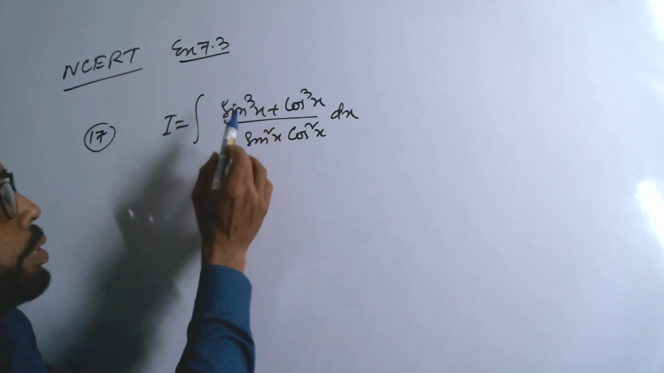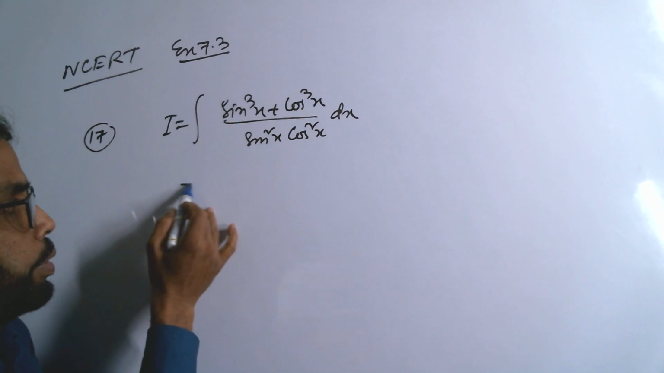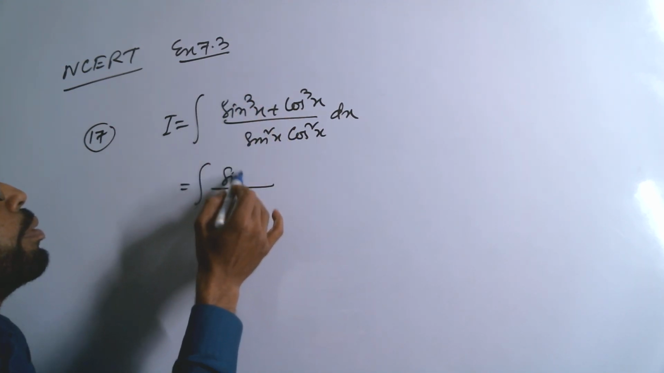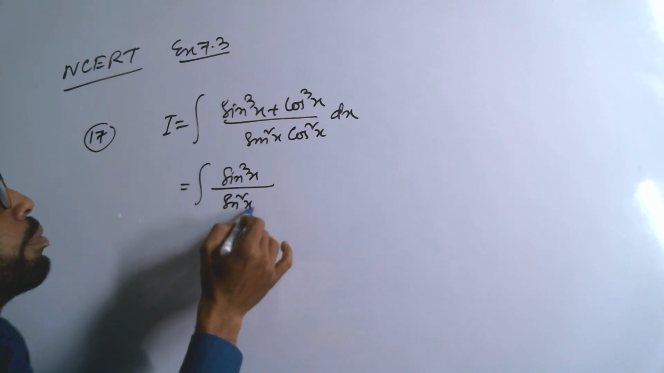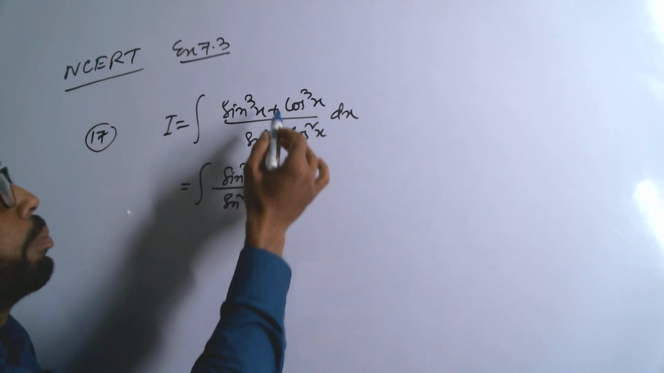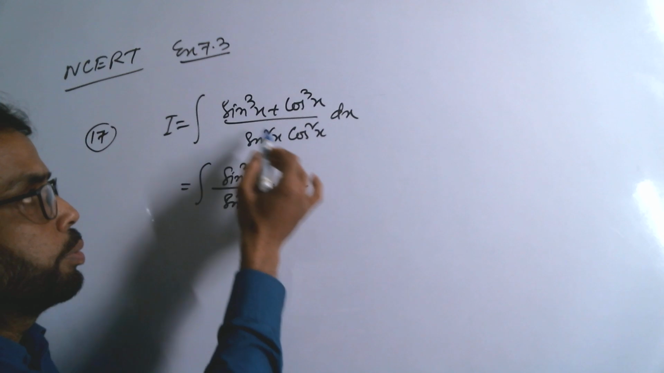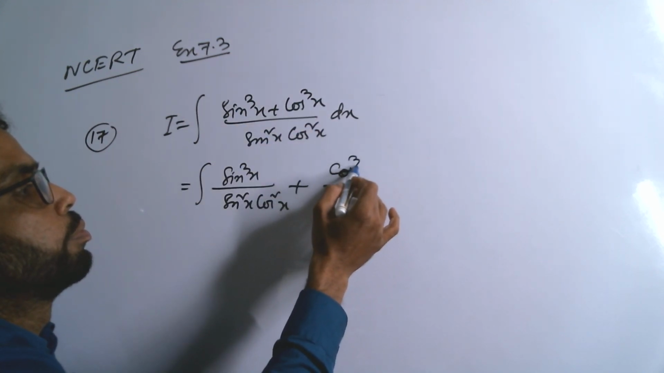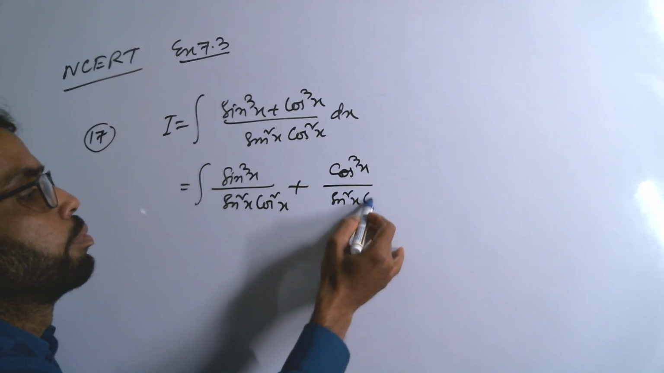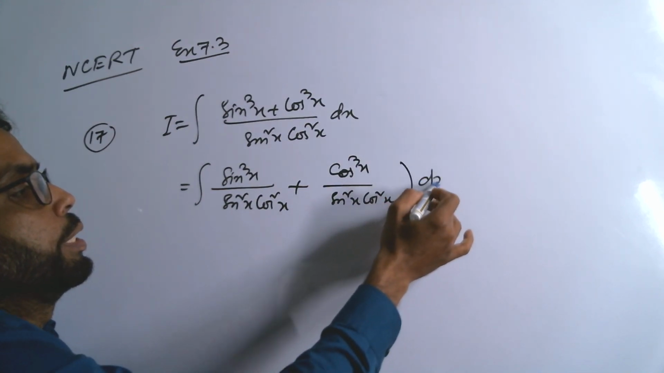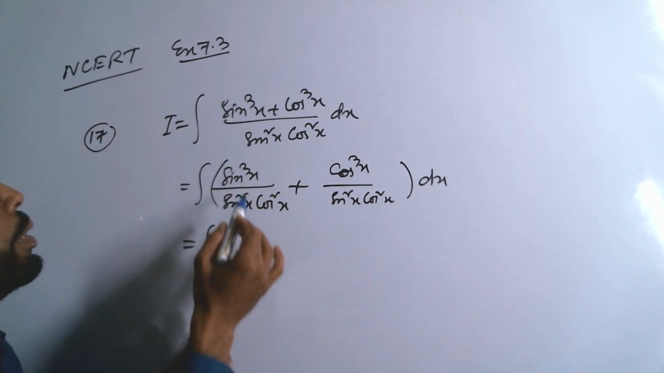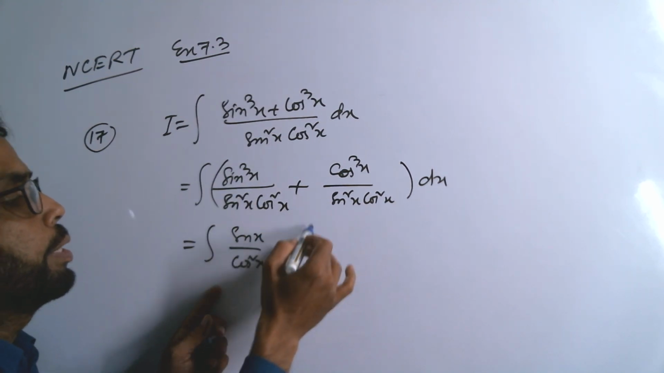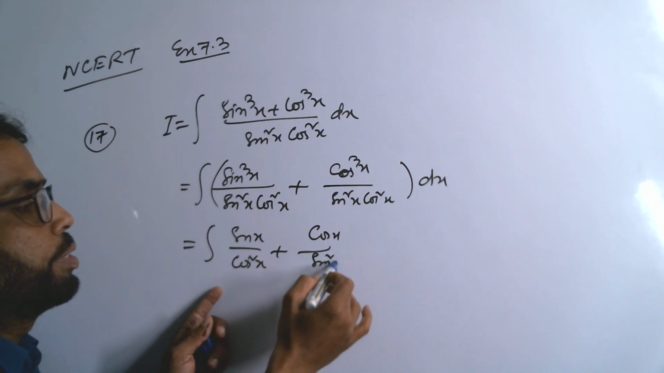The next question is sin³x cos³x by sin²x cos²x. First we will split it: first term by denominator plus second term by denominator. We are splitting into two. Then getting cancelled, it is remaining sin x by cos²x plus cos x by sin²x.